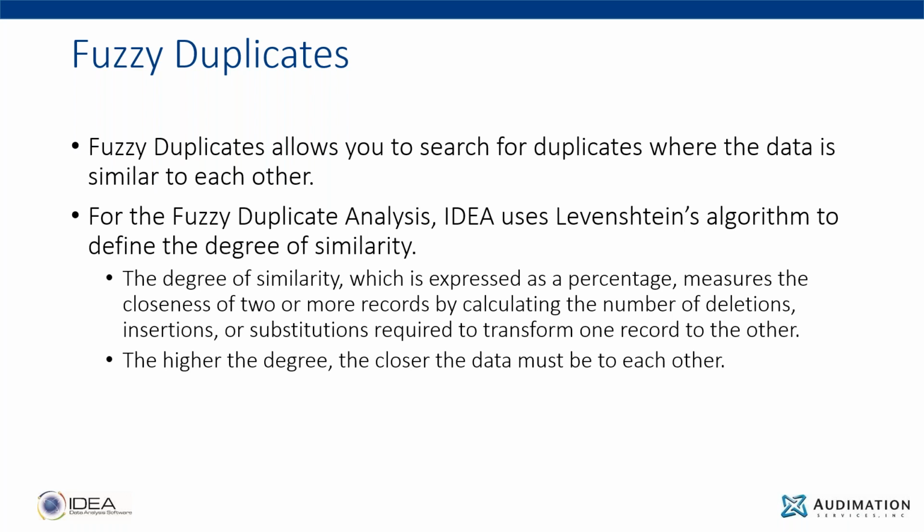With the fuzzy duplicates in IDEA, it allows you to search for duplicates where the data is similar to each other. So in this case, that last transaction ID with the A tacked on at the end of it, you would be able to find it.